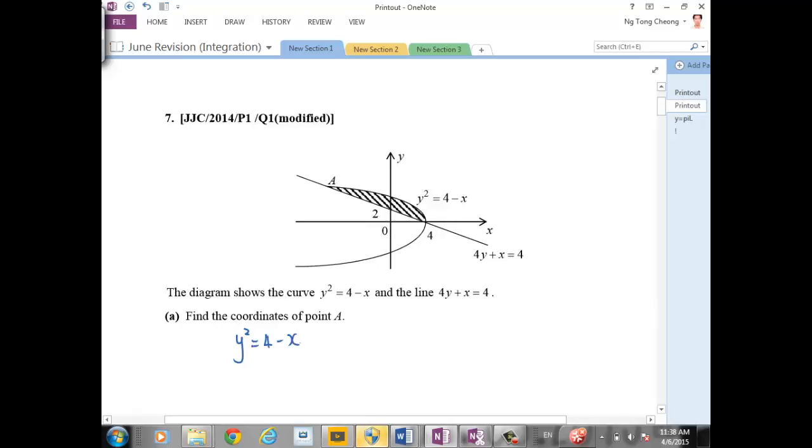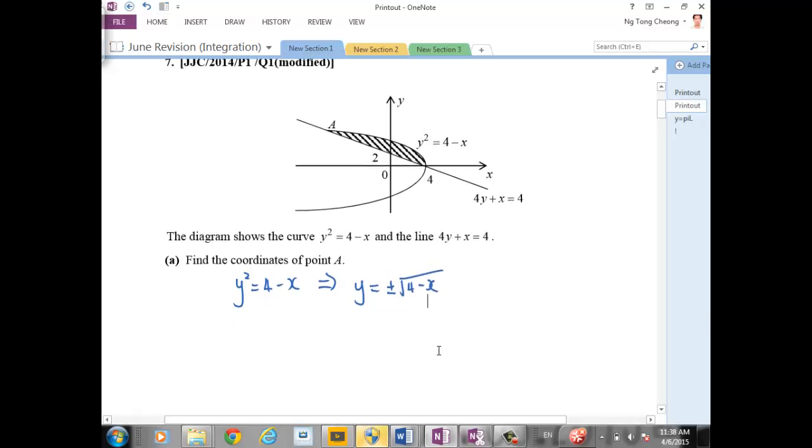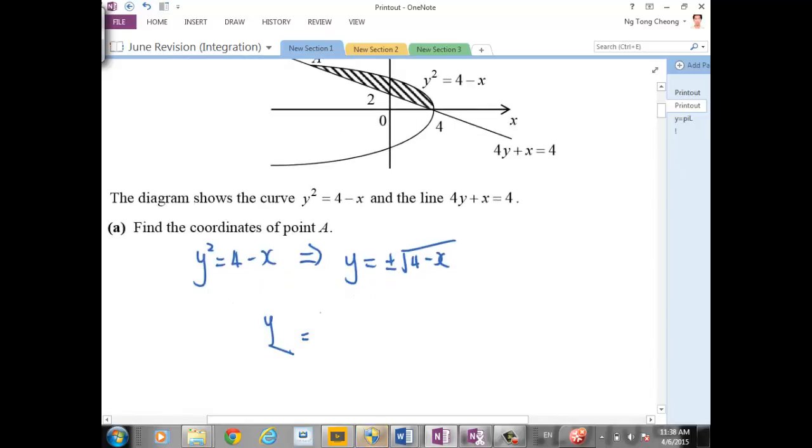So first, I need to make y the subject instead of y squared. If I take a square root, please take note that once you take a square root, there must be plus minus, because I think some of you have the tendency to leave out the plus minus. So basically, you will have two equations. One is this, or this. And you have to recognize that these two equations actually correspond to two parts of your graph.